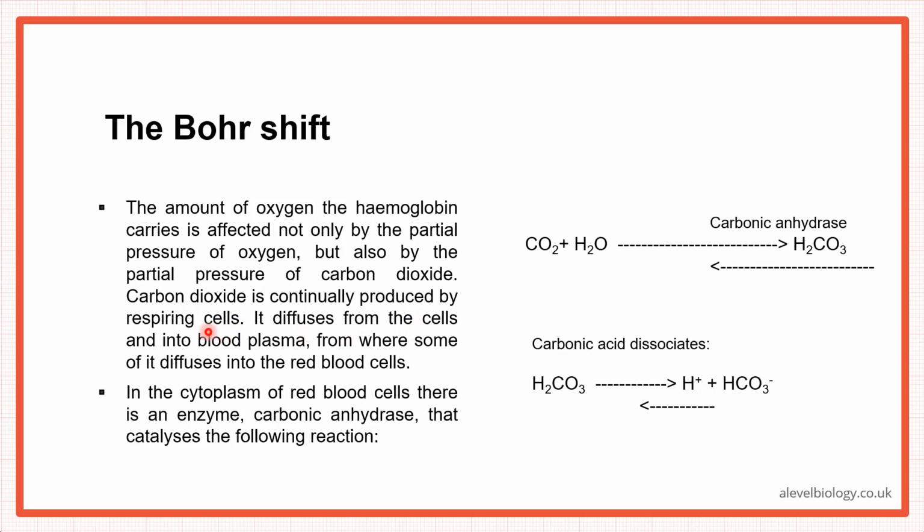It diffuses from the cells and into the blood plasma, from where some of it diffuses into the red blood cells. So we said around 95% of it goes into the red blood cell. It then combines with carbonic anhydrase in the cytoplasm, as it combines with water and produces carbonic acid, right? And then carbonic acid dissociates into H positive ions and hydrogen carbonate, right?